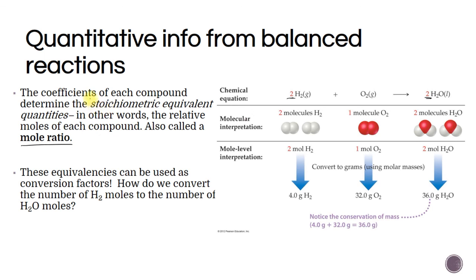Okay? So we have fancy words for this, stoichiometric equivalent quantities, right? Stoichiometric just means relating different matters to each other. So in this example, you could relate hydrogen and oxygen, like how much hydrogen do I need to react with a specific amount of oxygen? You could also do the same thing. You could ask yourself, how much water am I going to make?